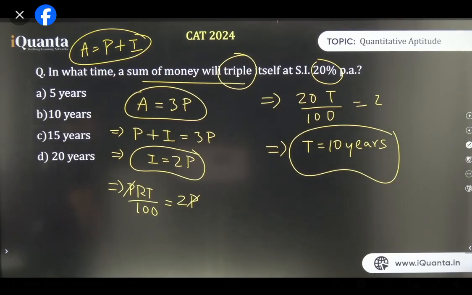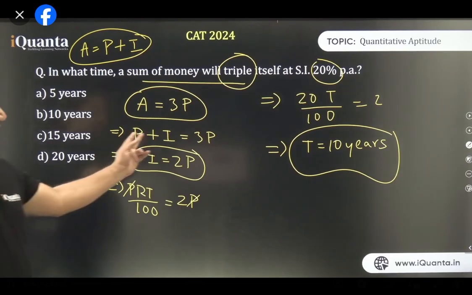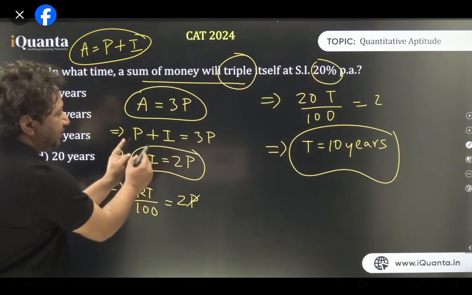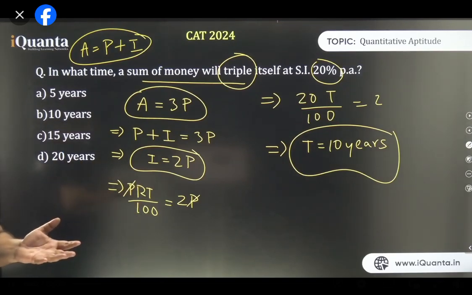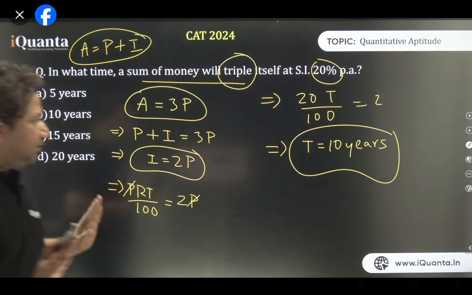Number will come to that as well. P plus I is 3P, and I send P to the right hand side. So I is 3P minus P, that is I is 2P. And then replacing I with the formula PRT by 100. Clear everyone? Should I explain it again?